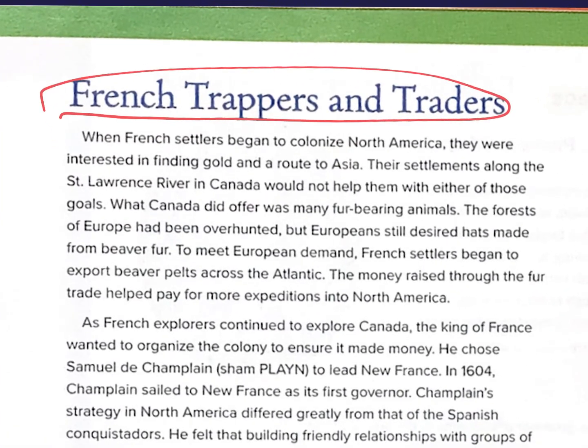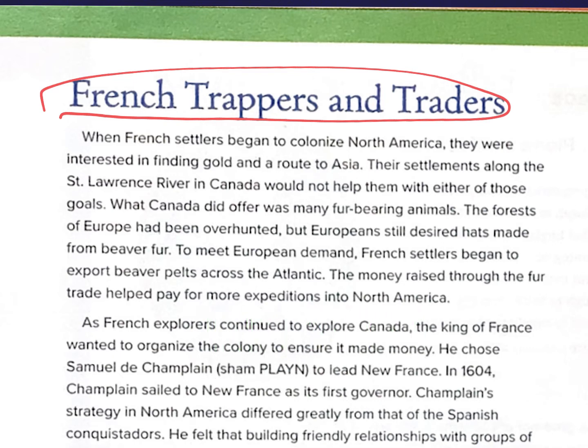When French settlers began to colonize North America, they were interested in finding gold and a route to Asia. Their settlements along the St. Lawrence River in Canada would not help them with either of those goals. What Canada did offer was many fur-bearing animals. The forests of Europe had been overhunted, but Europeans still desired hats made from beaver fur. To meet European demand, French settlers began to export beaver pelts across the Atlantic. The money raised through the fur trade helped pay for more expeditions into North America.